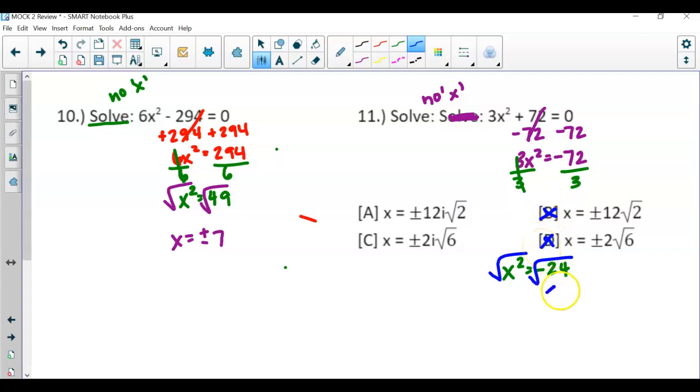However, we do need to break this apart. So I'll take out that negative 1 here, so that's why we need i. Square root of negative 1 here is i. Then the square root of 24, I can break down to 4 times 6 because the square root of 4 is 2. So 2 radical 6, but because of our i value, that's why the answer is C, plus or minus 2i radical 6.